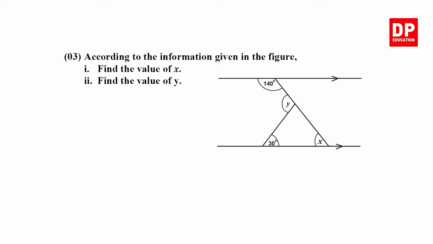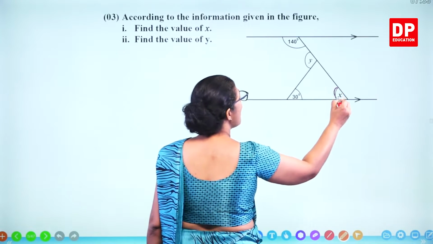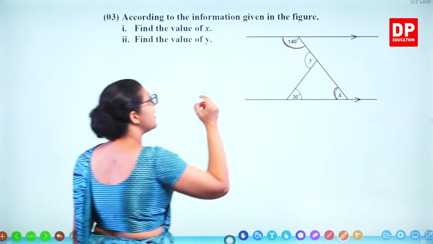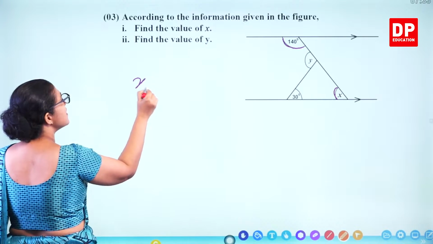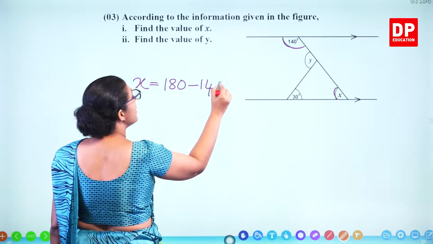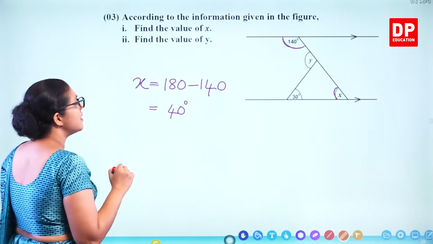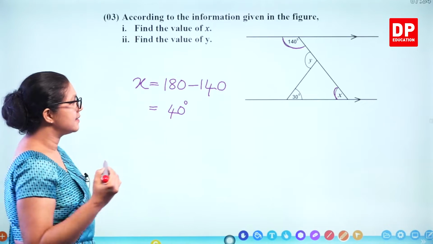Question number 3. According to the information given in the figure, find the value of x. 2 lines are parallel. X and this one are allied angles. So straight away you can find out using 180 minus 140. So 40 degrees is x, allied angles.